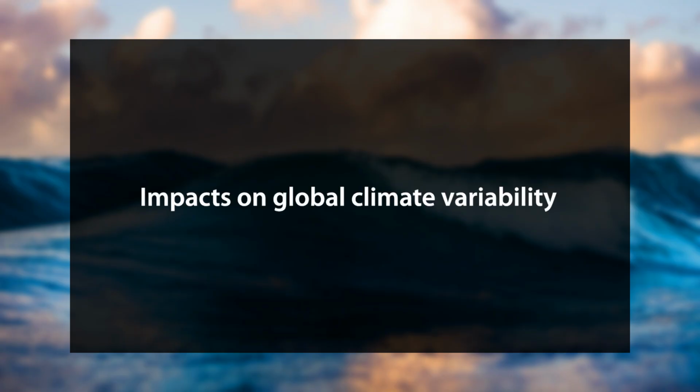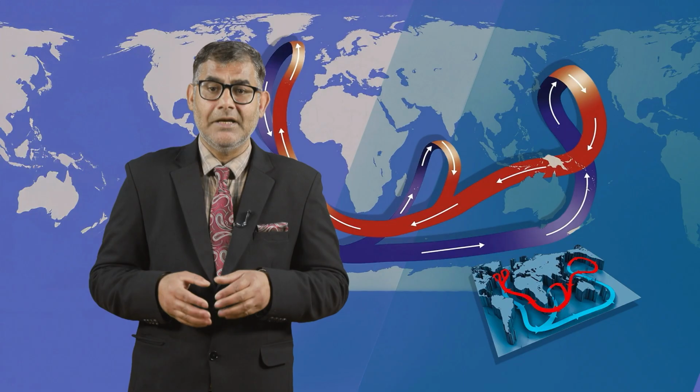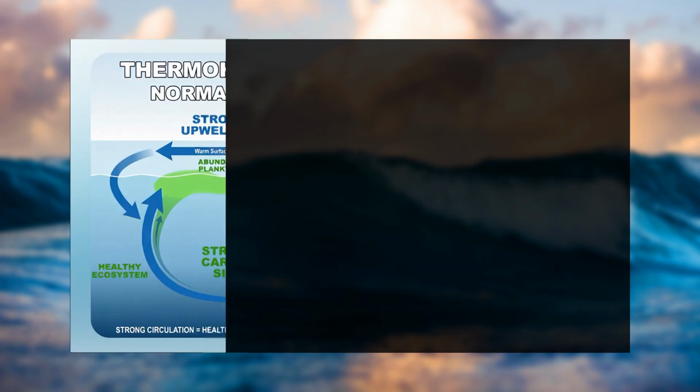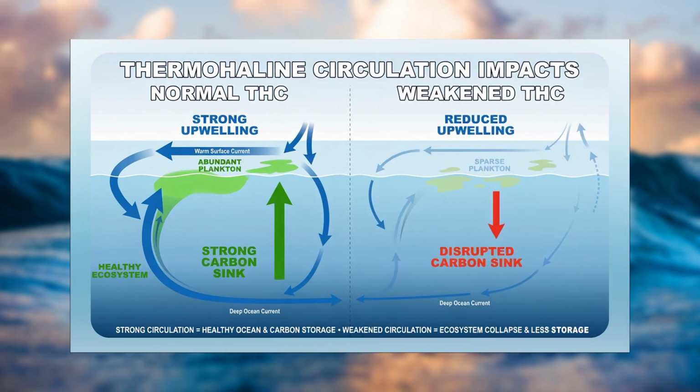Impacts on global climate variability. Changes in thermohaline circulation can affect the variability of global climate patterns, potentially leading to more extreme events. Now, we will discuss consequences for marine ecosystems and global carbon cycle. Impacts on marine productivity. Changes in thermohaline circulation can affect the distribution of nutrients, potentially impacting marine productivity and fisheries.